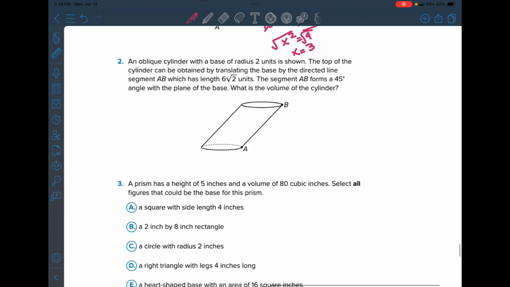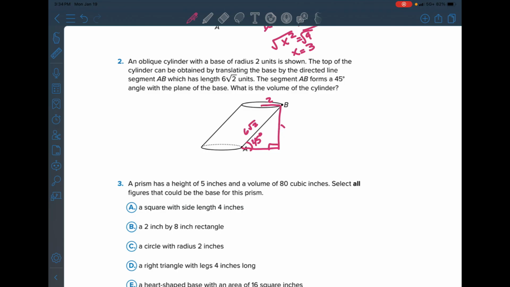An oblique cylinder with a base of a radius 2 units. So here we go. This is 2. As shown, the top of the cylinder can be obtained by translating the base by the directed line segment AB, which has this length. The segment AB forms a 45-degree angle, so here we go. This is 45 degrees with the plane of the base. What is the volume of the cylinder?